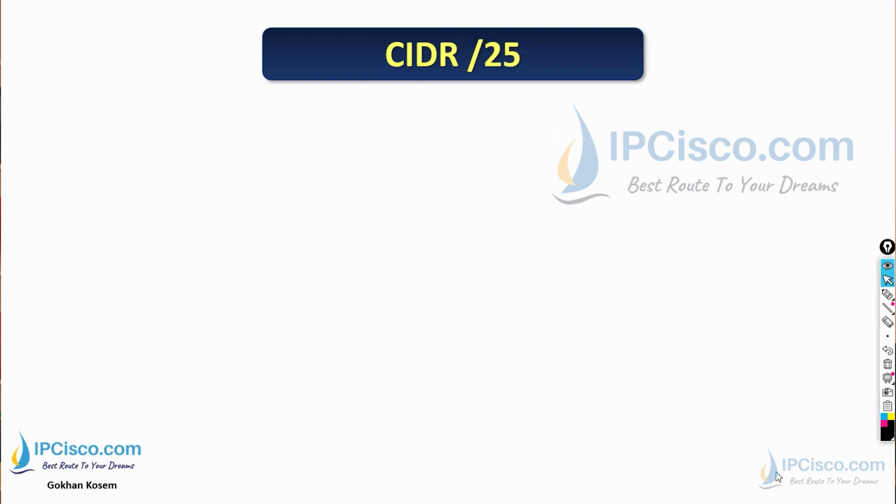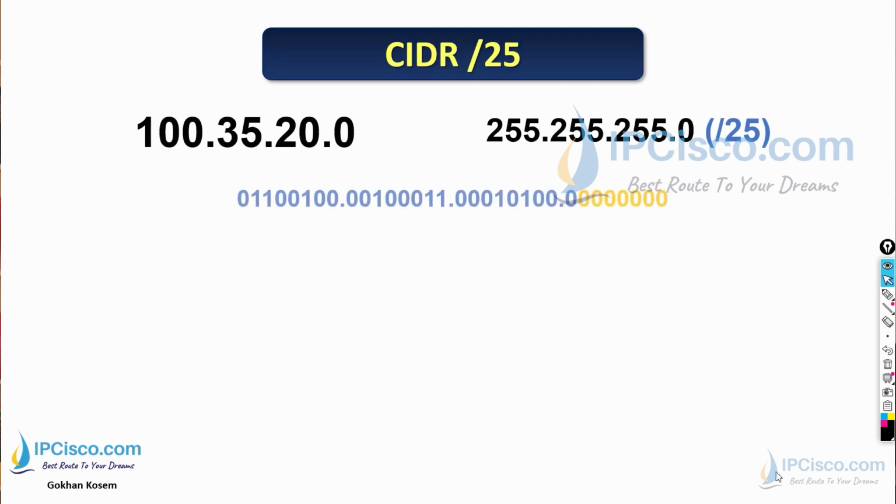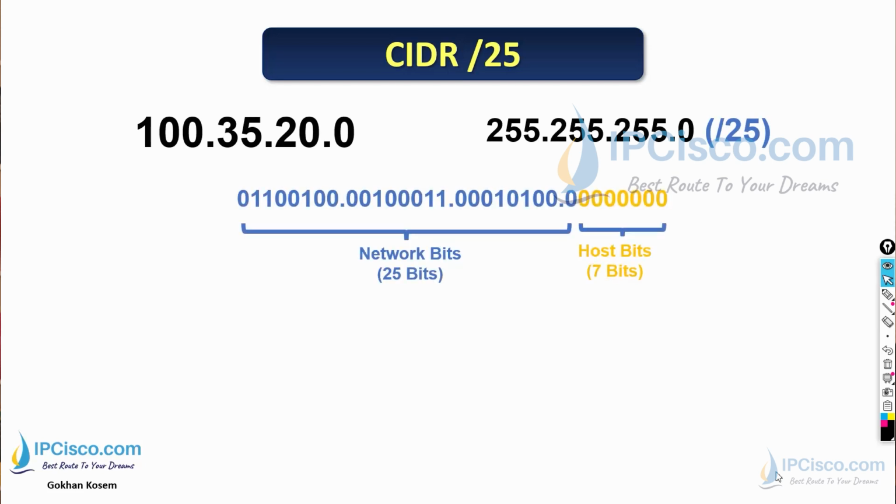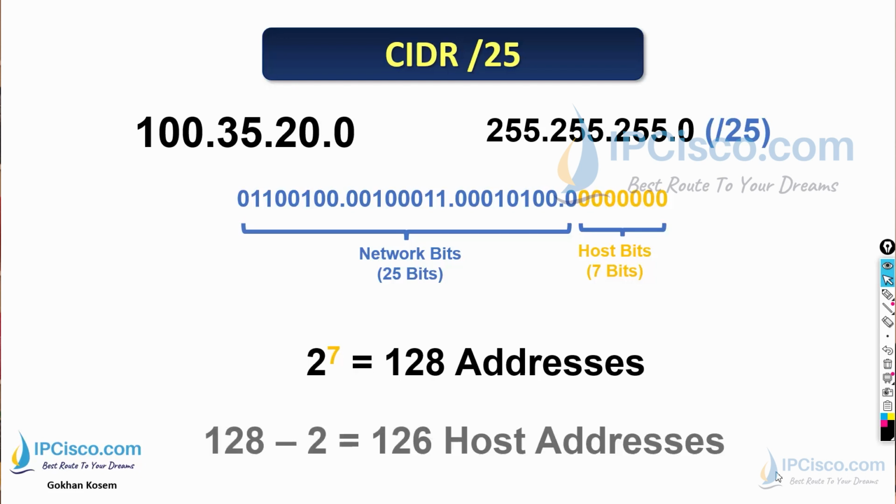Another CIDR example is /25. Here the first 25 bits are network bits and the remaining 7 bits are host bits. 2 to the 7 is equal to 128 addresses. And the available host addresses is 126.